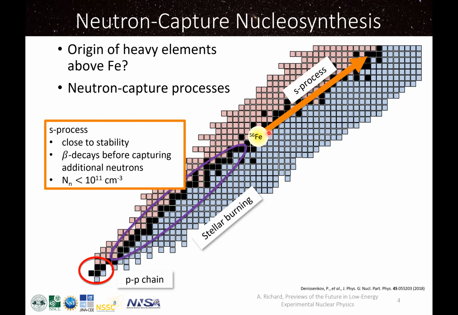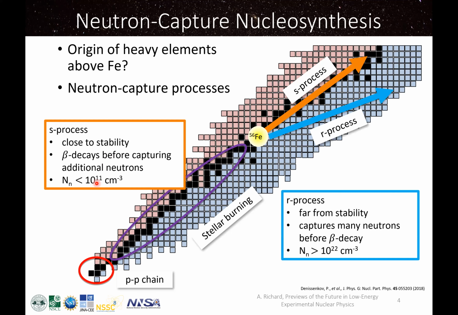Very close to stability, we have the s process, or the slow neutron capture process. This happens right along the valley of beta stability for neutron densities of something like 10 to the 11. This is where we can capture only a few neutrons before beta decay rates are competitive, and then beta decay will take over. On the much more exotic side, we have the r process, or the rapid neutron capture process. This is happening very far from stability, where you can capture many, many generations of neutrons before beta decay will take over. This happens for much higher neutron densities, something like 10 to the 22.